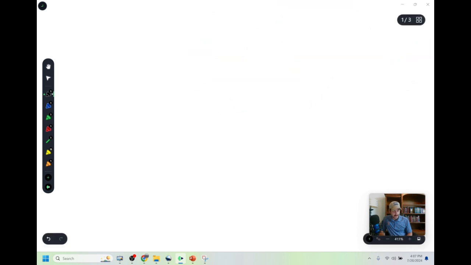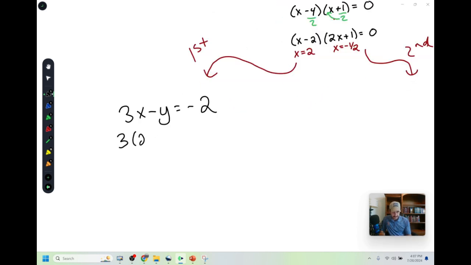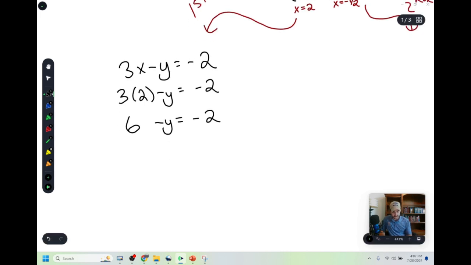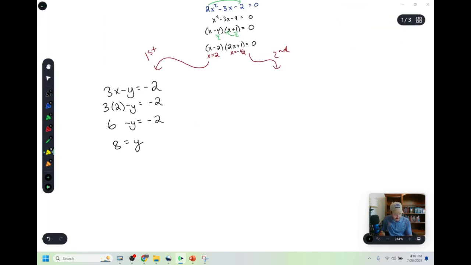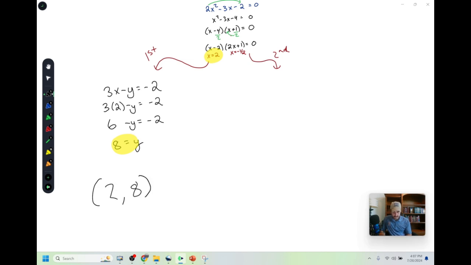We're just going to plug that x value in. So 3 times 2 minus y equals negative 2. So negative y equals 6 minus y equals negative 2. Move the y over, move the 2 over, and I'll get 8 equals y. And so our first solution, I'll go ahead and highlight it because it's kind of hard to see, it was a 2 and an 8. So we got 2, 8.